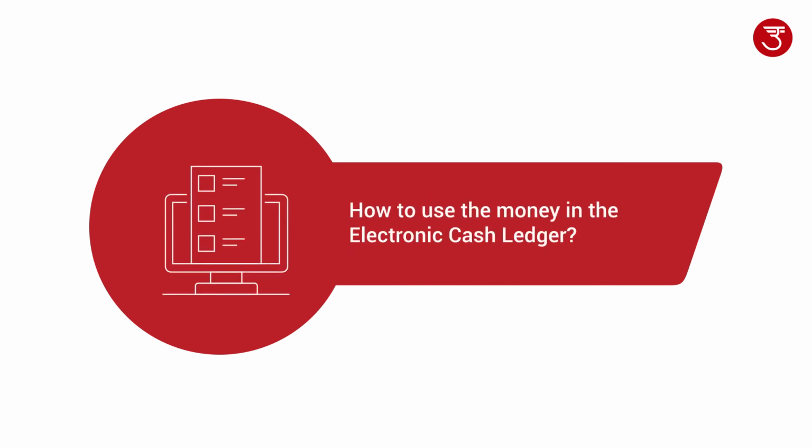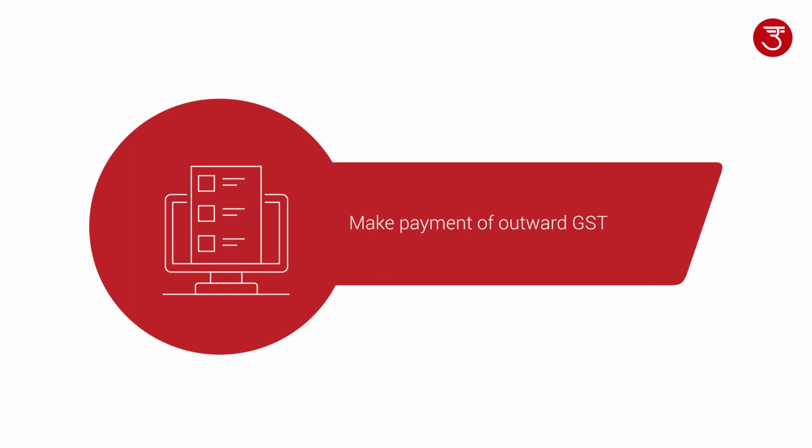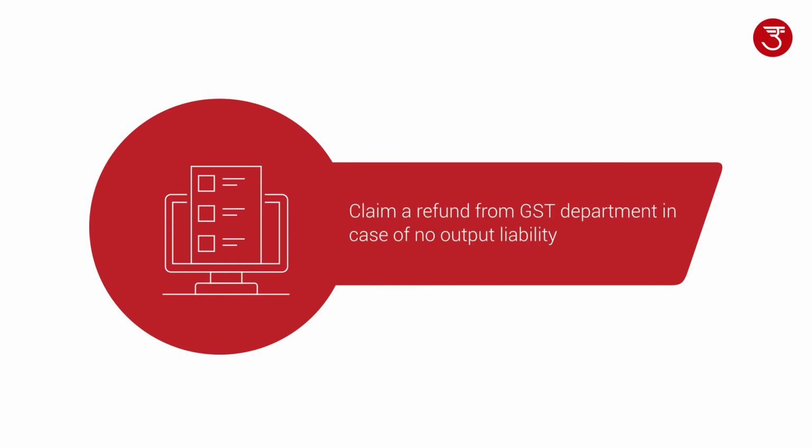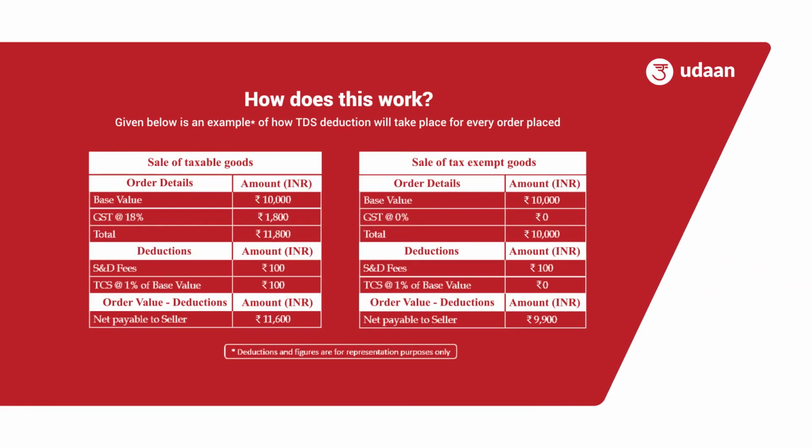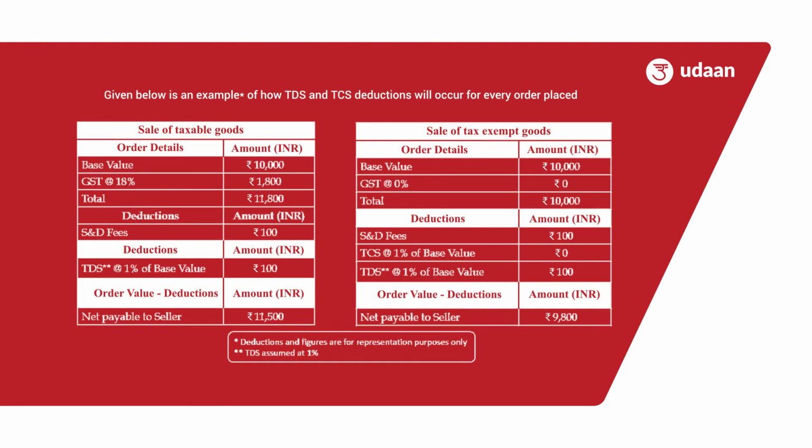Here are the ways in which you can use the money received in the electronic cash ledger. You can use it to make payment of outward GST. You can also choose to claim a refund from the GST department in case of no output liability. Now, here is how TCS deduction works. Take a look at how TDS and TCS deductions will occur for every order placed.